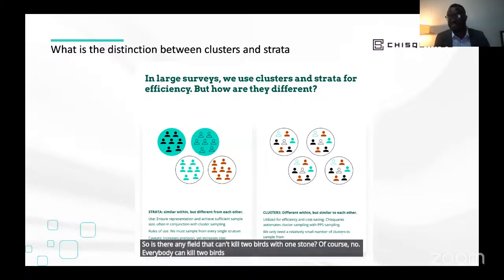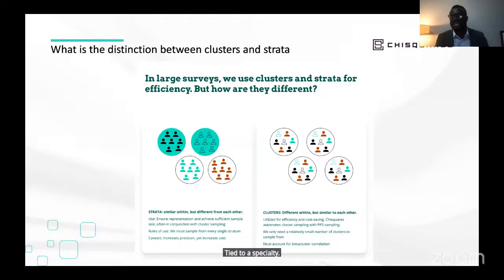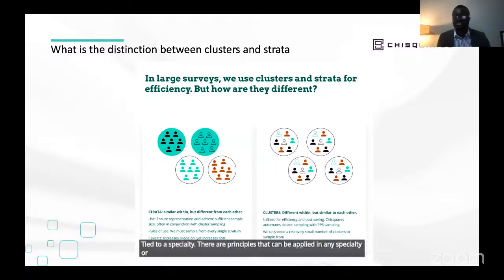It's beneficial to everybody. These are broad principles that apply to everyone, and most of the things we discuss in our classes here are not tied to a specialty. They are principles that can be applied in any specialty or any field, whether you're in the social sciences or in the physical sciences. You have to sample. So how do you consider those things? All right, next question.